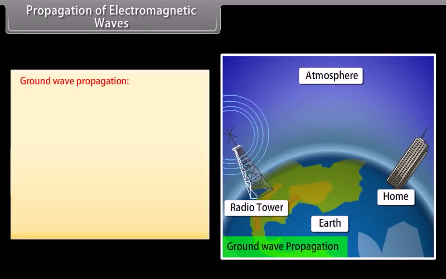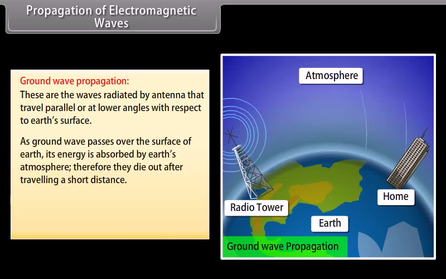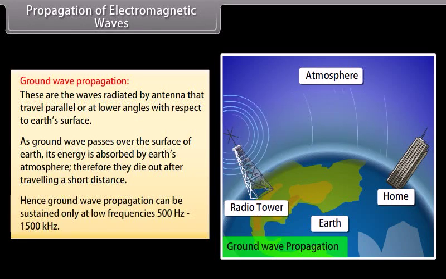Ground wave propagation. These are the waves radiated by antennae that travel parallel or at lower angles with respect to Earth's surface. As a ground wave passes over the surface of Earth, its energy is absorbed by Earth. Therefore, they die out after traveling a short distance. Hence, ground wave propagation can be sustained only at low frequencies, 500 Hz to 1500 kHz.